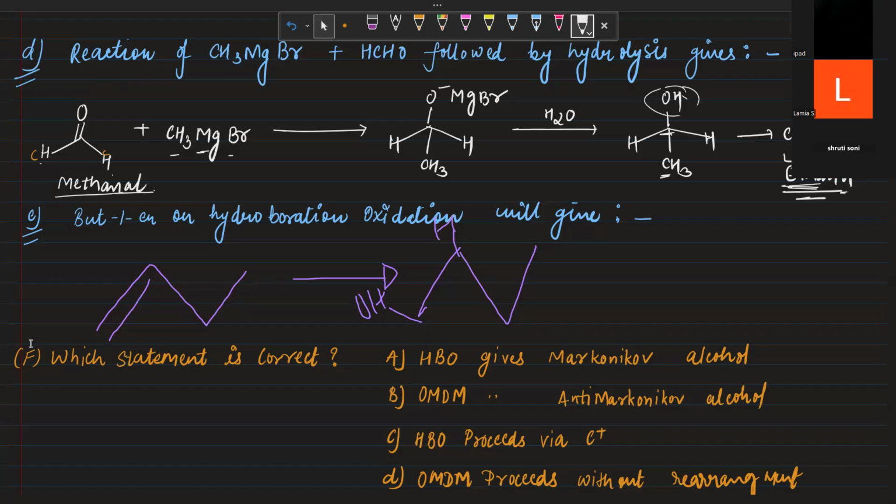Okay, which statement is correct? A. Hydroboration gives Markovnikov alcohol. No, that's incorrect, it's anti-Markovnikov. B. Oxymercuration-demercuration gives anti-Markovnikov alcohol. No, it's Markovnikov. C. Hydroboration proceeds via carbocation. No.